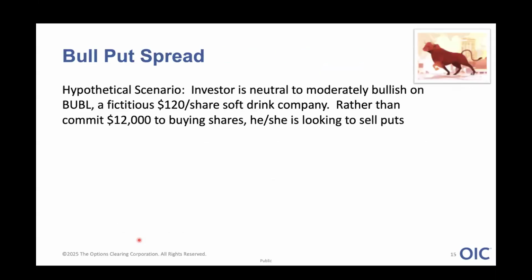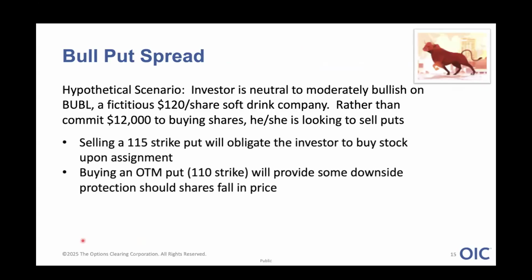So let's look at this. We have a fictitious stock, Bubble, a fictitious soft drink maker, and it's trading for 120 a share. Rather than commit $12,000 to buy 100 shares, they're looking to sell cash secured puts. So they look to sell the 115 level put, which obligates the investor to buy the shares upon assignment at 115. But at the same time, they want some protection if the shares fall apart, so they can buy the out of the money 110 strike put. They would sell the 115 put and buy the 110 put.